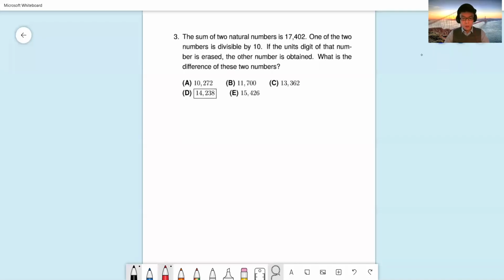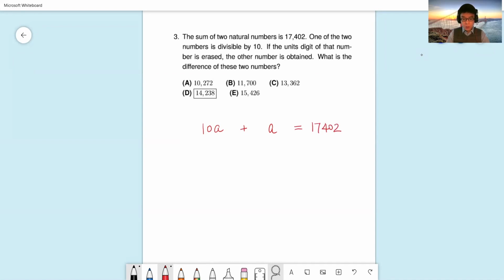Question 3. The sum of two natural numbers is given here. One of these two numbers is divisible by 10. Suppose this number, let me denote by 10a. Now, the unit digit of this number is erased, and this gives the other number. That means the other number is this number divided by 10, because we just erased the unit digit, which is 0. So the other number is just a. The sum is given.